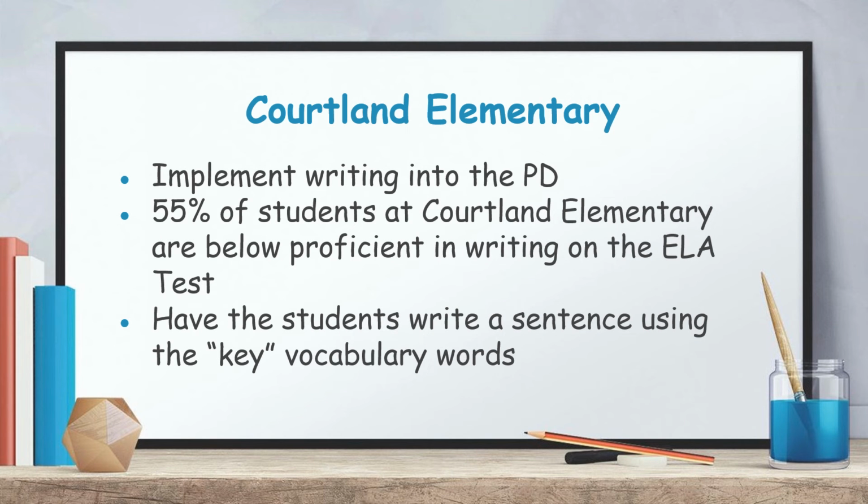At Cortland Elementary, our students are 55% below proficient in writing on the English Language Arts Assessment. After we created the matrix and used the semantic feature analysis with our students, we are going to use the information provided by the matrix to write a sentence using the key vocabulary words. For example, a student could write, "The T. rex is a carnivore and they like to eat meat."